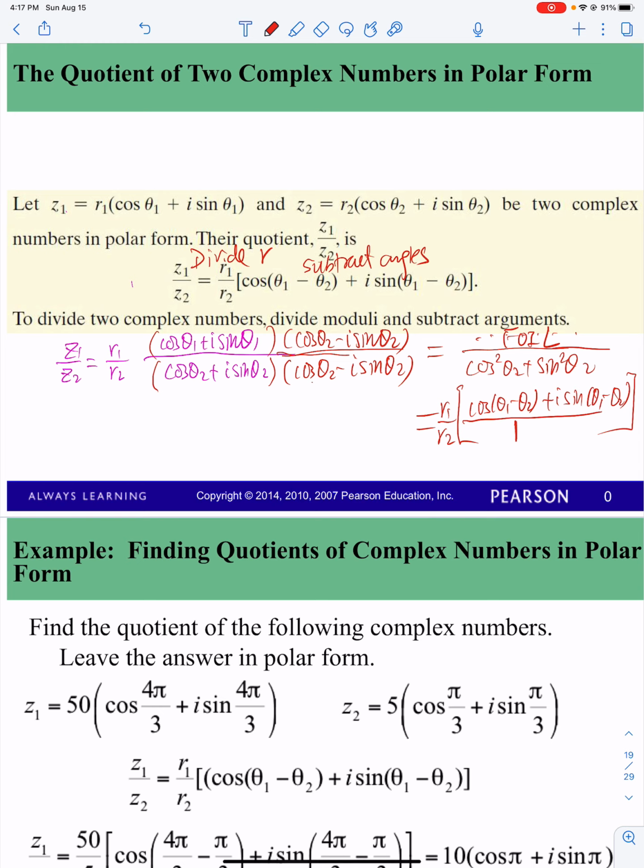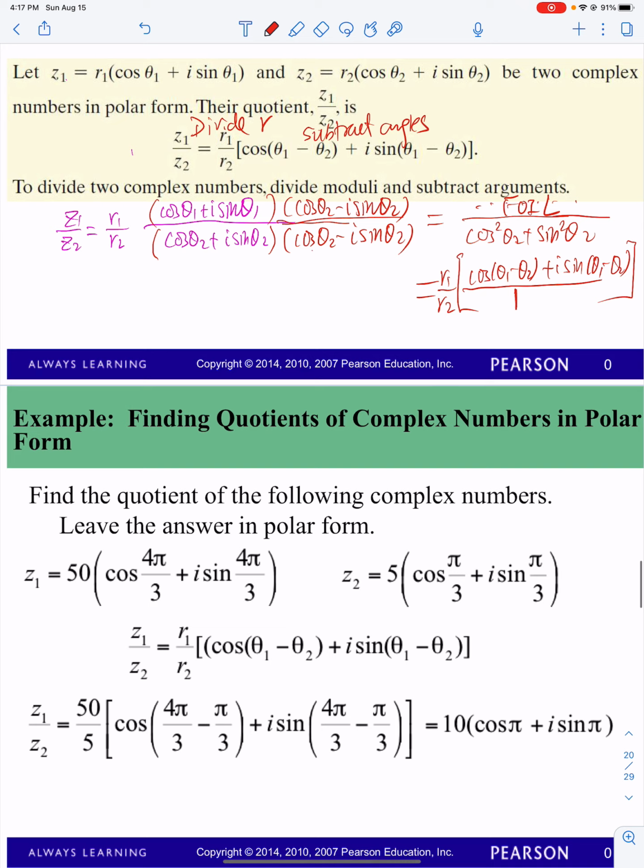This is how you remember. So you divide the r, subtract the angle: 50 divided by 5, you get what? 10. 50 divided by 5 directly gets 10. Okay, so 4 pi over 3 minus pi over 3, that gets a pi. That's all you need to do.